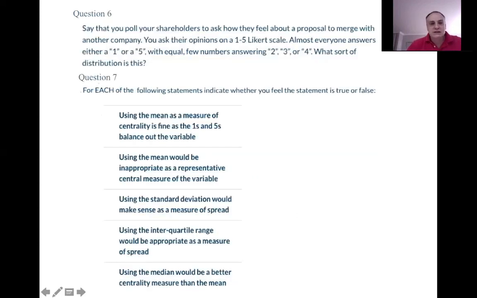When we look at question 6, you're using the Likert scale. For each of these statements, what is true or false? Using the mean as a measure of centrality is fine, as 1 and 5 balance out the variable. What we have here is a proposal to merge a company. Most people answered either 1 or 5, so this is what we call bimodal. It would go up, down, and then up again. And if we just got the average, we would get a number, but that number wouldn't reflect the 1s or the 5s, so that's a bad measure to use.